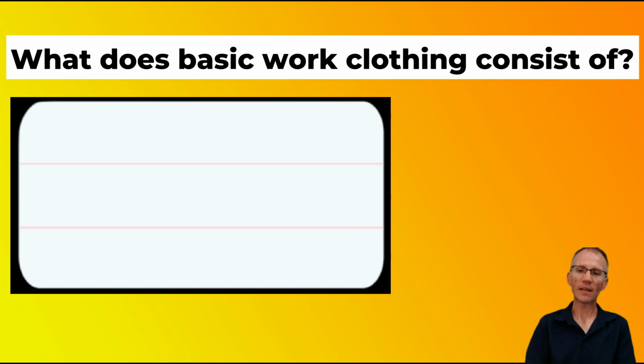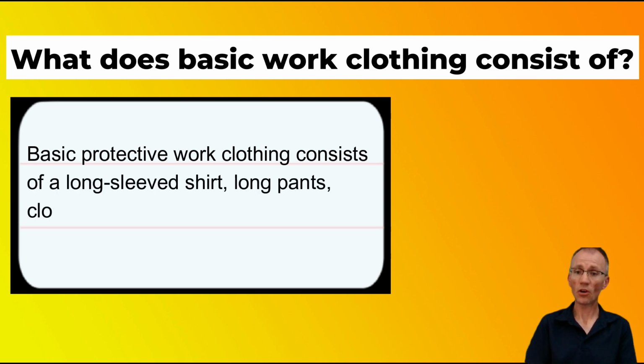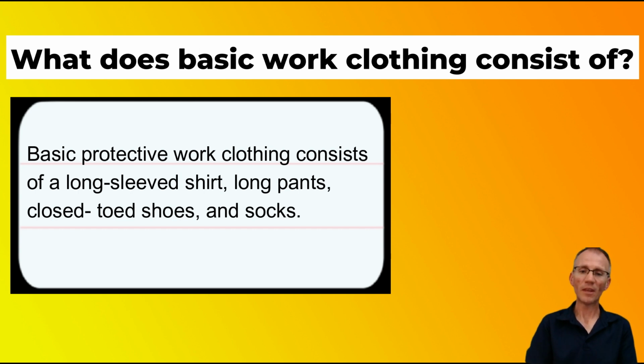What does basic work clothing consist of? You need to remember that basic protective work clothing consists of a long-sleeve shirt, long pants, closed-toed shoes, and socks. You need to remember this not just because it can be a common question on core exams, but you also need to understand how to protect yourself with these basic types of protective work clothing.